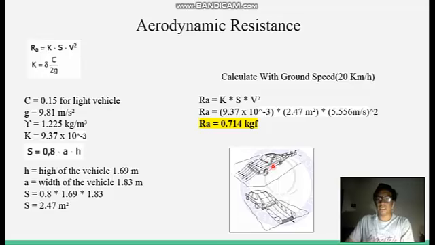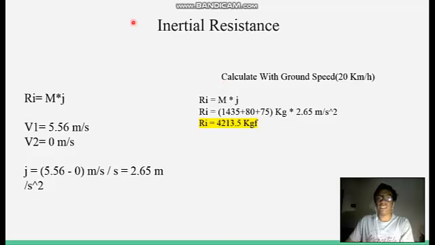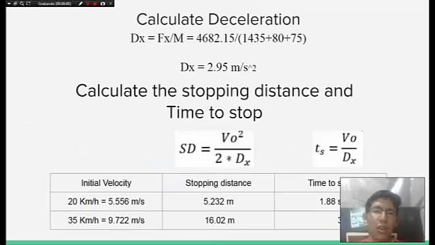Aerodynamic resistance. And finally, I calculate inertial resistance. This is the equation. The values, initial velocity and final velocity, are necessary, the mass of the vehicle, and the other values I calculate the same as when the velocity is 20 kilometers per hour. I replace in the equation, and this is the result. Thank you.